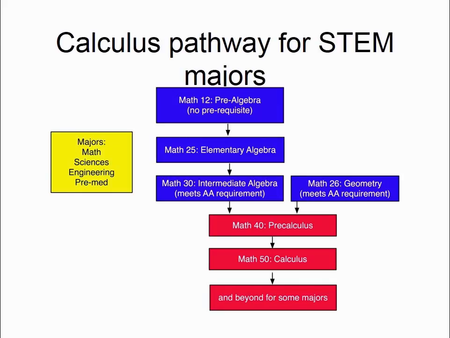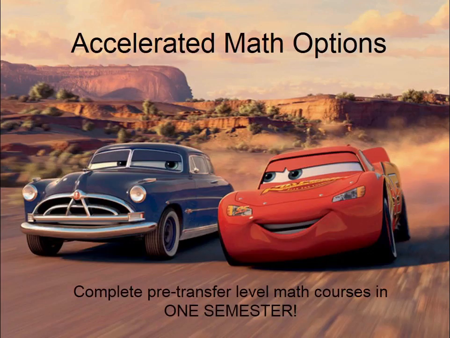The calculus pathway for STEM majors can start at the very beginning of algebra, or some students have taken pre-cal in high school and start at Math 50. Now, if your math skills need some refreshing and you begin at Math 12, it can take you 4 courses of remedial before you can take pre-cal. This sometimes discourages students because of the time. Don't be alarmed, we have a solution for those of you who want to accelerate.